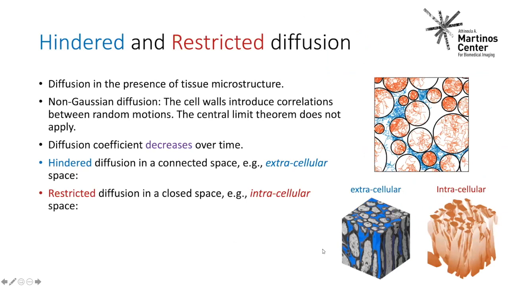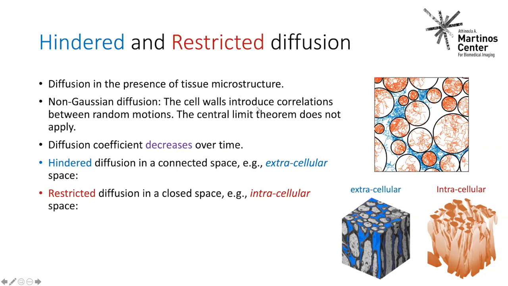And there are two other types of diffusion: hindered diffusion and restricted diffusion. They are diffusion in the presence of tissue microstructure, and we usually call it non-Gaussian diffusion. Because the cell walls introduce correlations between random motions, the central limit theorem does not apply. So in this case, the PDF of the diffusion displacement does not obey the Gaussian distribution.